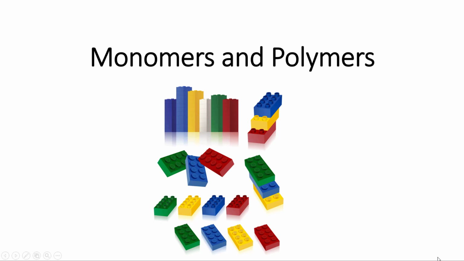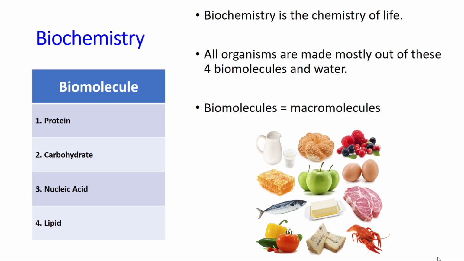We're going to learn about monomers and polymers. Biochemistry is the chemistry of all living things. They're made out of 4 biomolecules. So every single organism on planet Earth is made out of 4 biomolecules: proteins, carbohydrates, nucleic acids, and lipids.